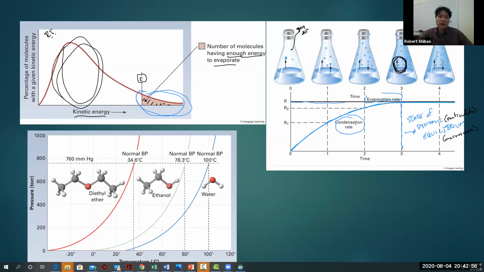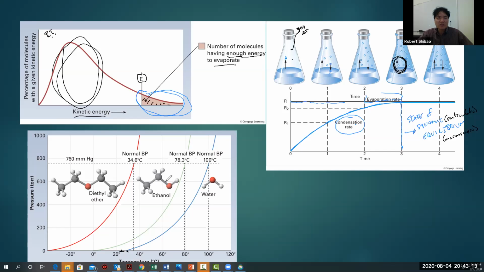So we can figure out a room temperature. Room temperature is about 25 here. A room temperature is 30, so 25 is about here. What is the vapor pressure? The vapor pressure of water is very low. It's down here.